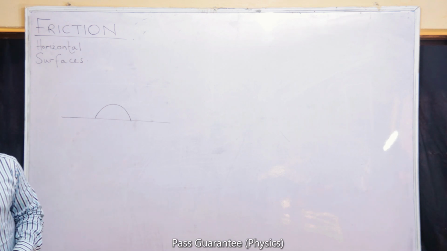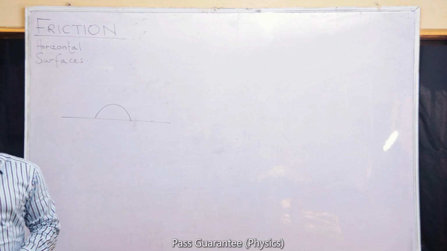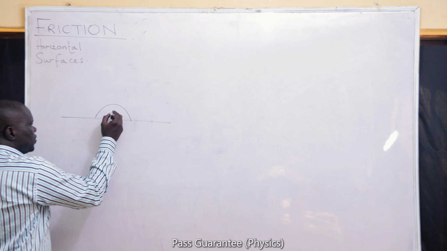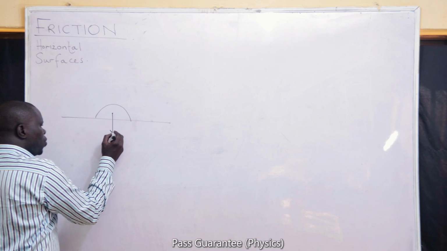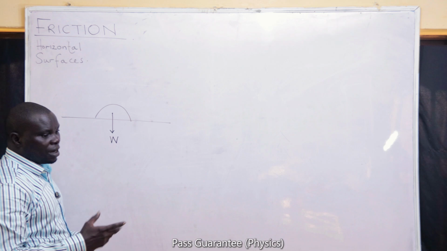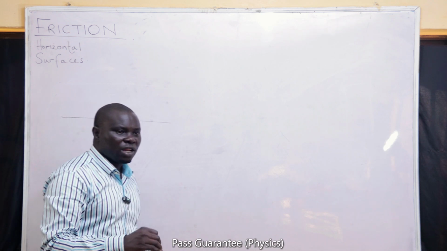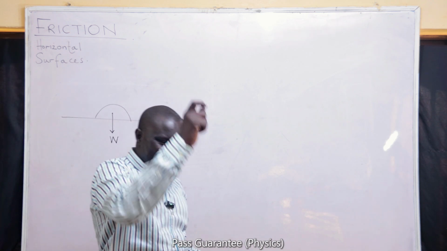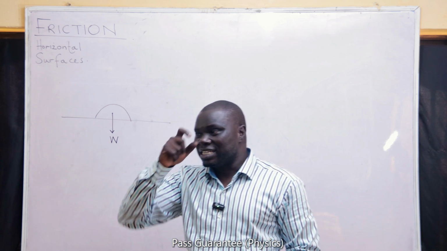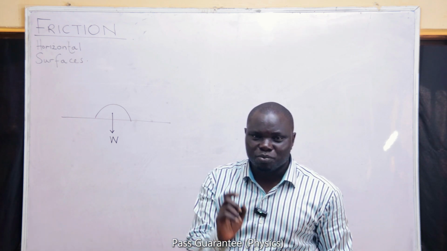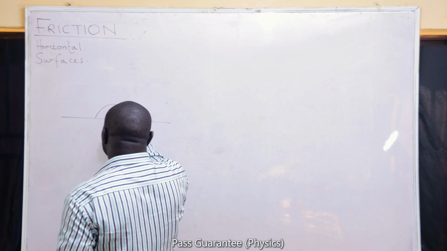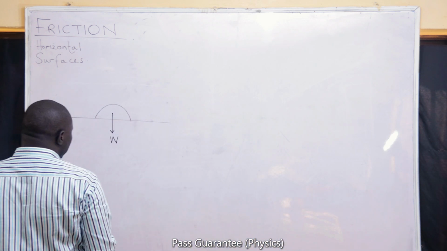Number one, the object will have a weight. And like we have said in our previous classes, the weight of an object is always acting vertically downward, irrespective of the position of the object. Anyhow you choose to place the object, the weight of that object will act vertically downward.